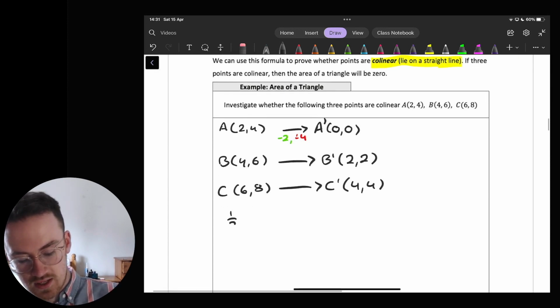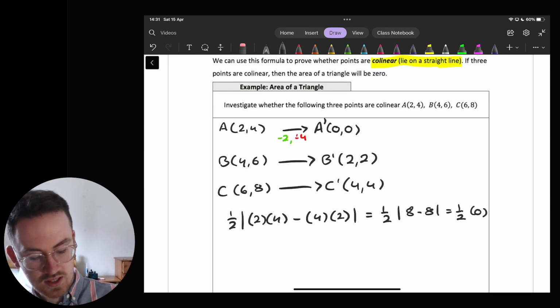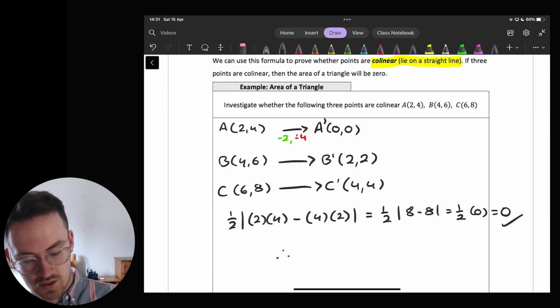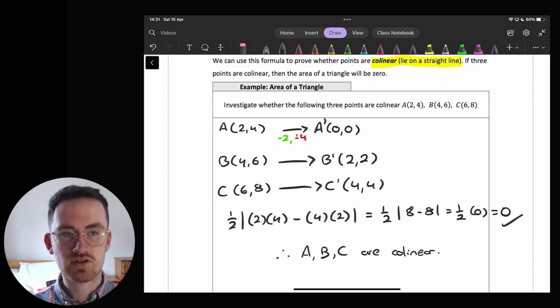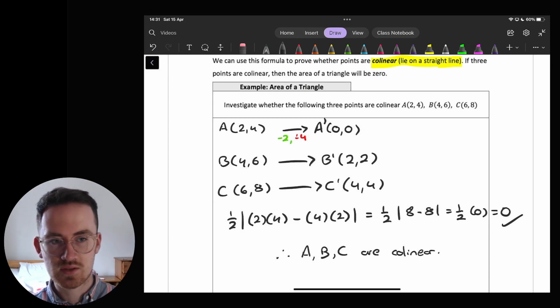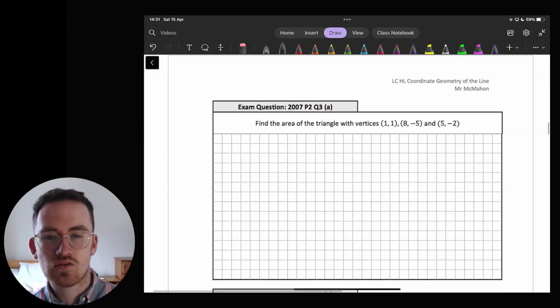Then using my formula, a half times x1, y2, so 2 times 4, minus x2, y1, 4 times 2. We can see where this is going. 8 minus 8, which is a half times 0, which is 0. And then we'll just make a little note. Therefore, A, B, C are collinear. Make a little note just to say that they are collinear. So again, that's just good practice, to lay out that we've answered the question. So let's look at 2 exam questions here using these formulae.